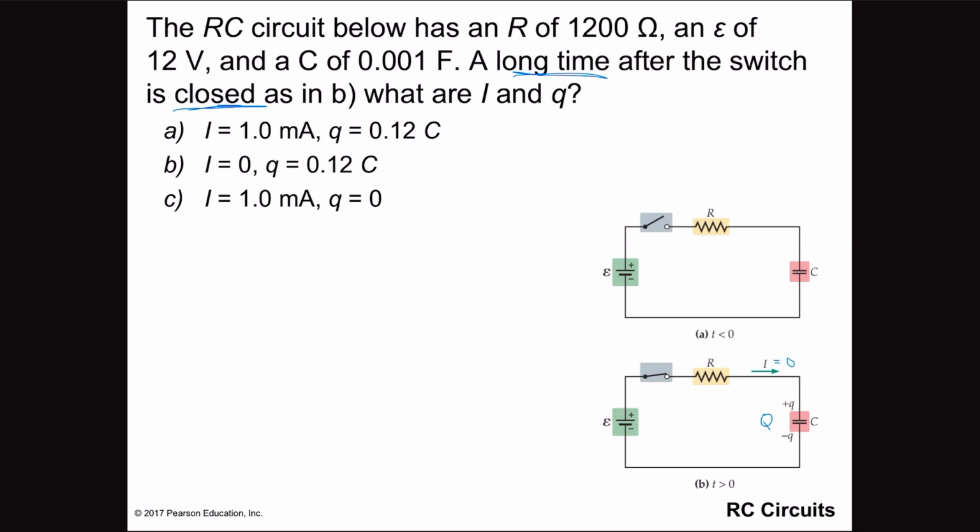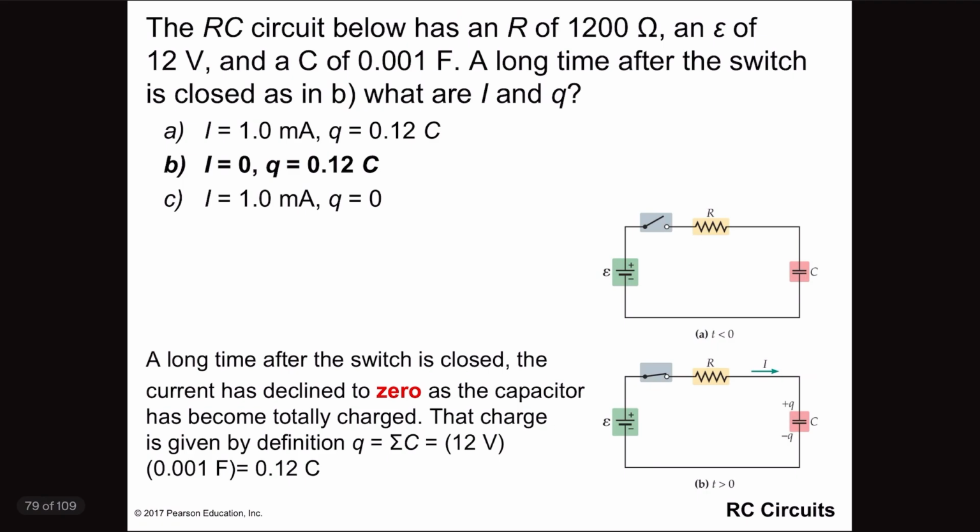If I is 0, then there's only one answer. That's the only one where the current goes to 0. The voltage drop across R is going to be 0. It's all going to be across the capacitor, and there's going to be no charge flowing anymore. Again, we have a big voltage drop across the capacitor, but this time we have absolutely no current flowing because it's full.